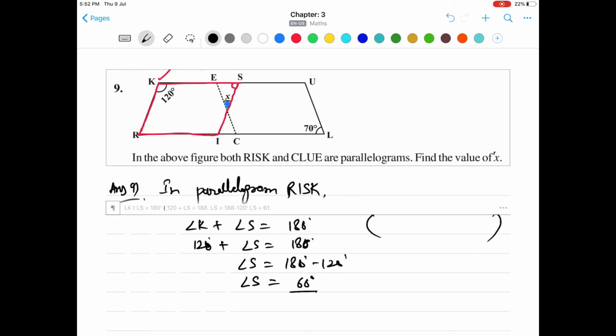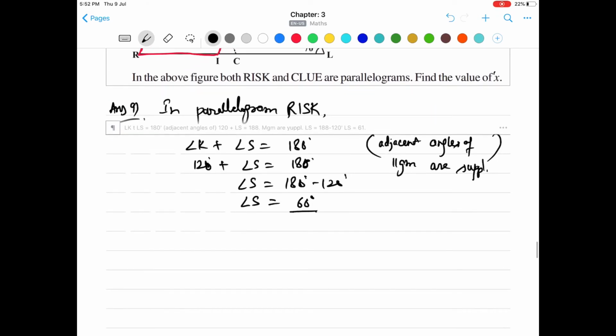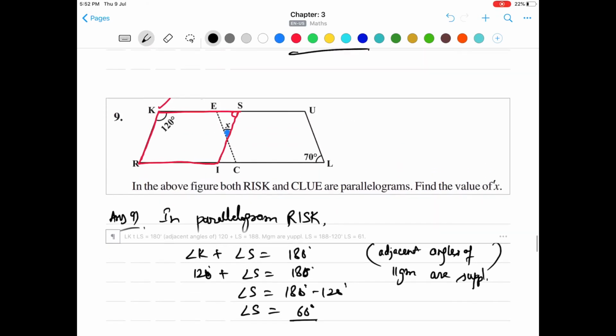So this was by the property, which one, that adjacent angles of a parallelogram are supplementary. So we'll write adjacent angles of a parallelogram are supplementary. Okay, so this is by the property adjacent angles of a parallelogram are supplementary. So we got the value of this angle S, which is 60 degrees.